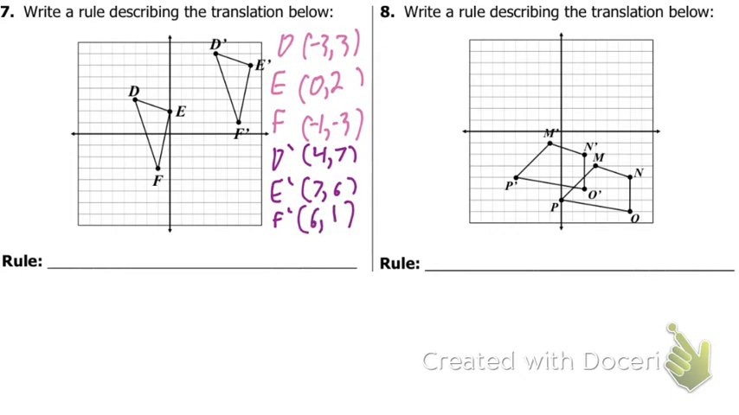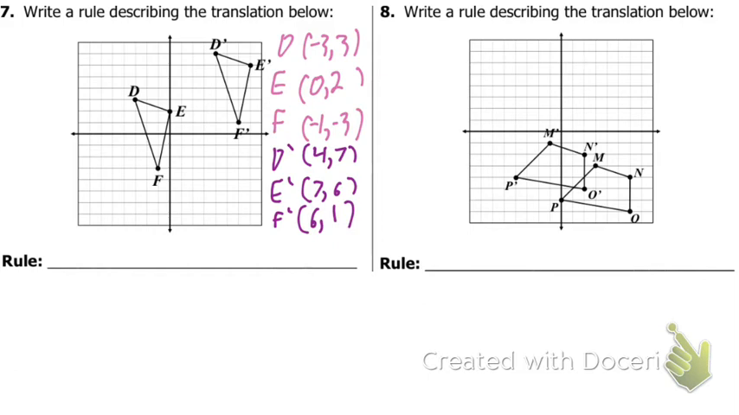So we can say, okay, well, what happened to each of the x values from the original to the new? We went from -3 to 4. We went from 0 to 7. And we went from -1 to 6. We added 7. It's probably easiest to see that one on the 0 to 7 one, right?